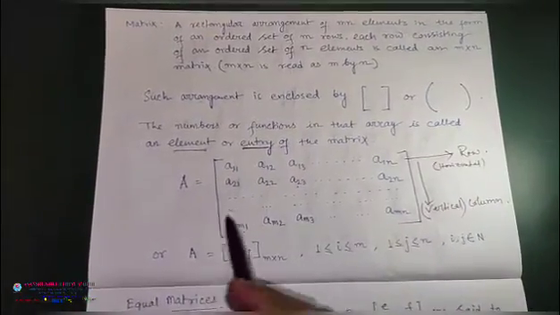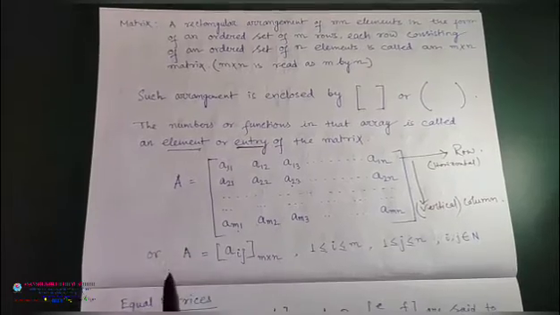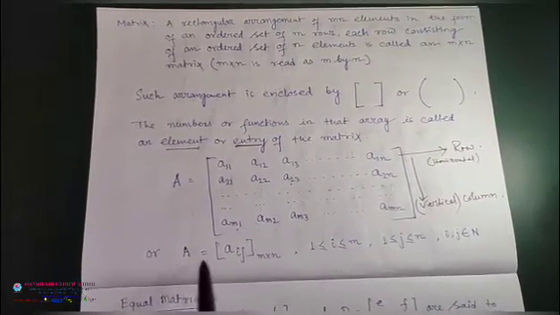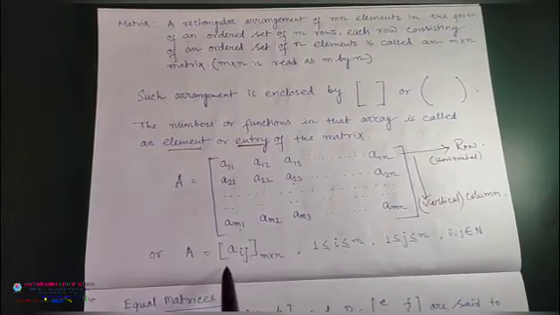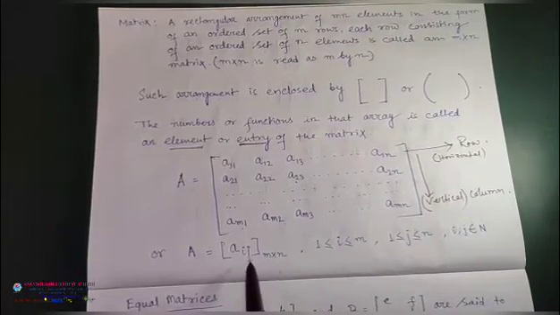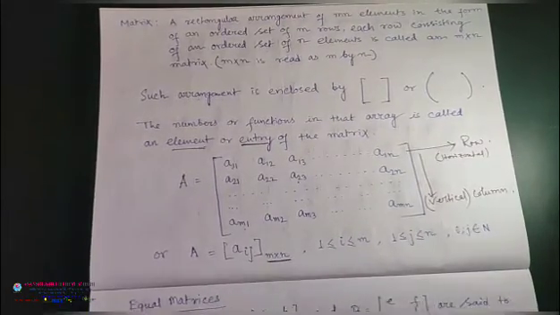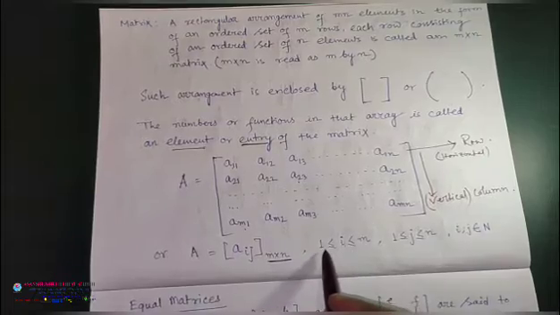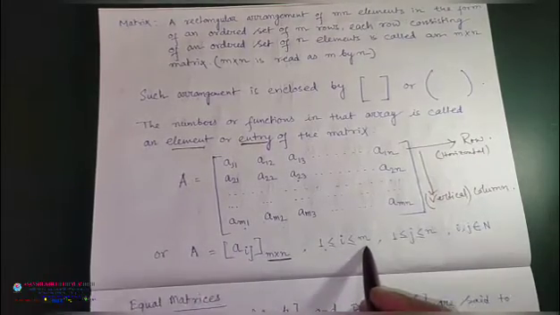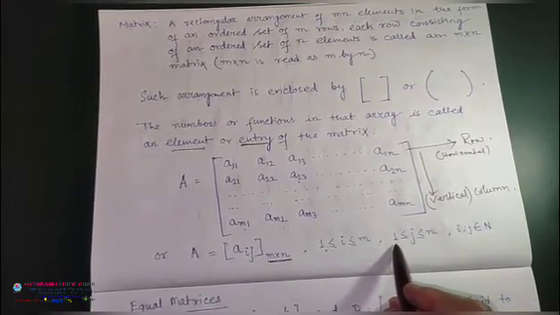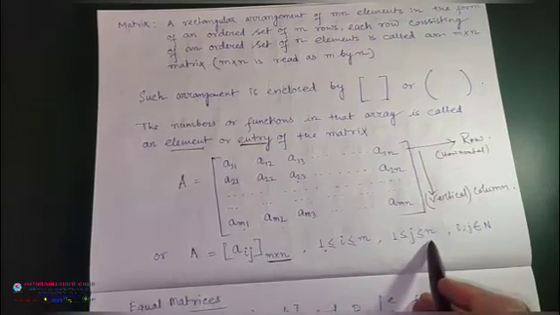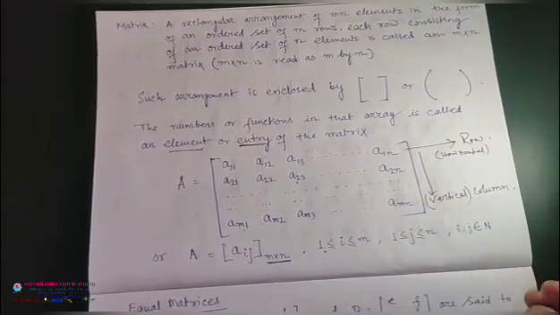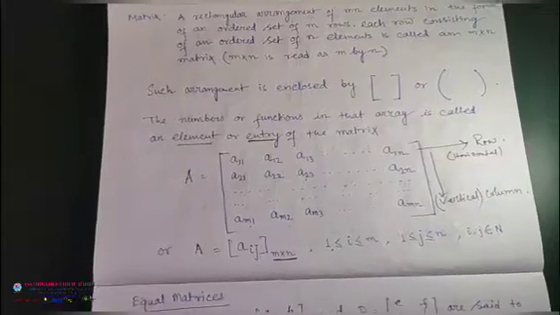Now we can write this matrix A in this compact form: A equals, in between third brackets, small a ij, whose order is m by n, where i is greater than or equal to 1 and less than or equal to m, and j is also greater than or equal to 1 and less than or equal to n, and i, j always belong to the set of natural numbers.